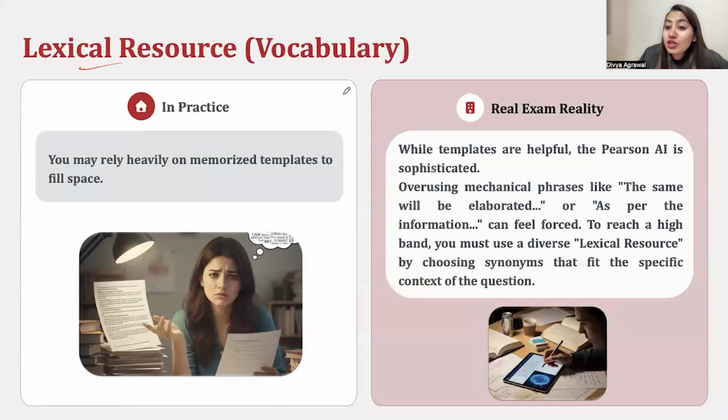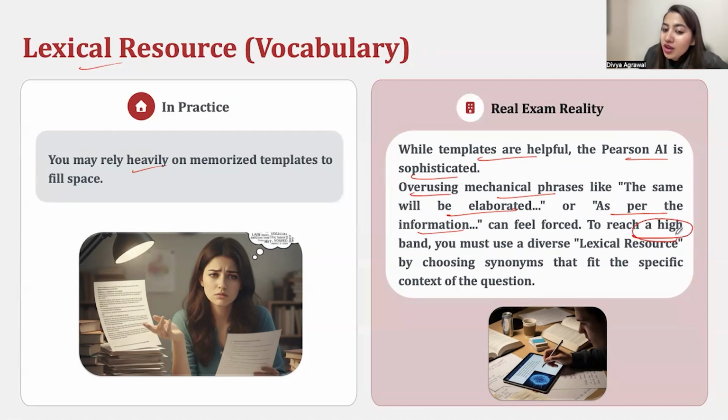Then lexical resource, which is vocabulary. Right now you may be preparing in a way that heavily uses memorized templates. You're learning words, no doubt, but then you're just repeating those words, and maybe learning fixed templates for all the question types. But in the exam, the reality is not the same. Over there the pressure is there. Due to that pressure on our minds, we often tend to repeat things, so repetition can occur, right? And the Pearson AI is sophisticated in this case. Overusing mechanical phrases like 'the same will be elaborated' or 'as per the information' can look forced.